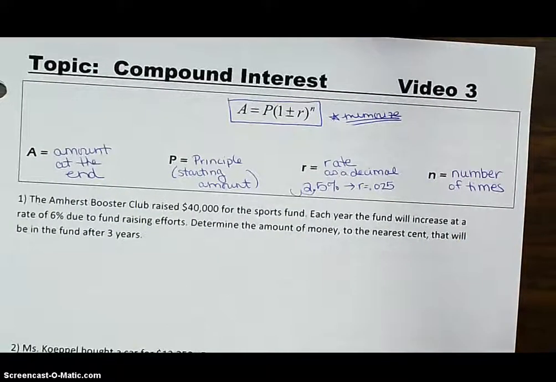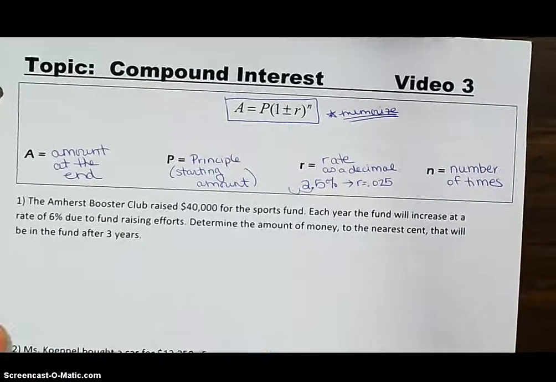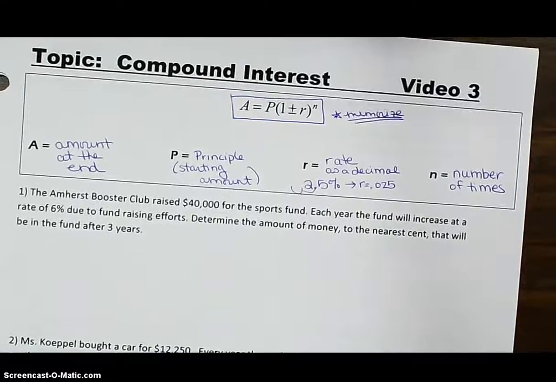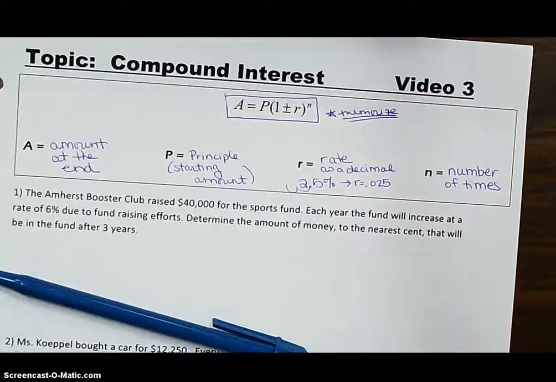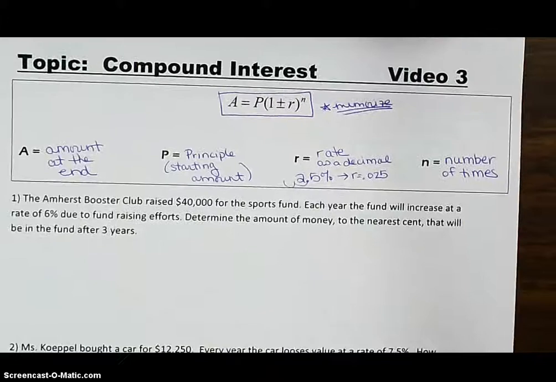Let's look at some exponential stories and plug them into this formula to solve. Number 1: the Amherst Booster Club raised $40,000 for a sports fund. Each year, the fund will increase at a rate of 6% due to fundraising efforts. Determine the amount of money to the nearest cent that will be in the fund after 3 years. So let's go back to our problem.